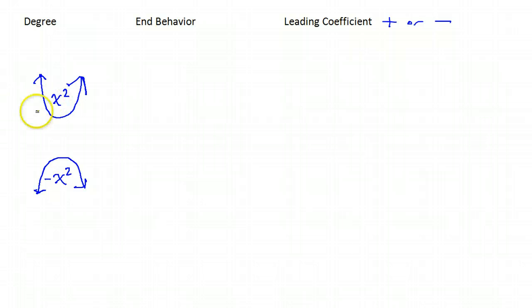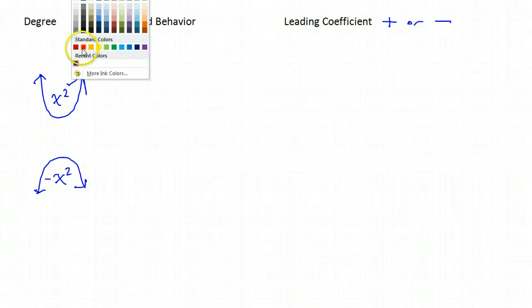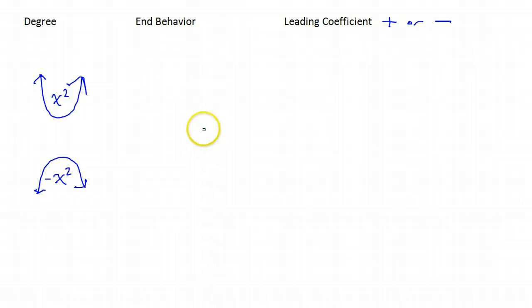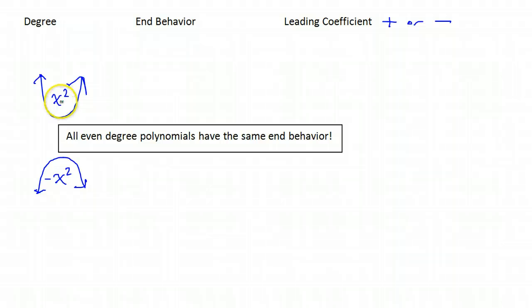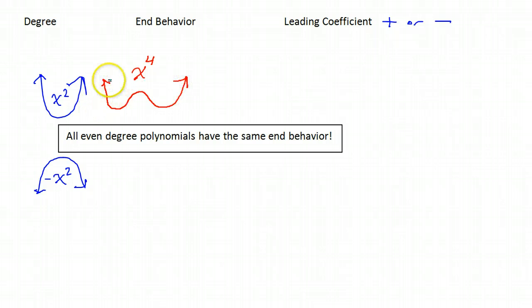Now, the reason why this is so important is because it turns out that all even degree polynomials have the same end behavior. Let me write that down. For example, x squared has this end behavior: rises on the left, rises on the right. Well, take a look at x to the 4th power, even degree. The end behavior would look like this. Notice again it rises on the left, rises on the right.